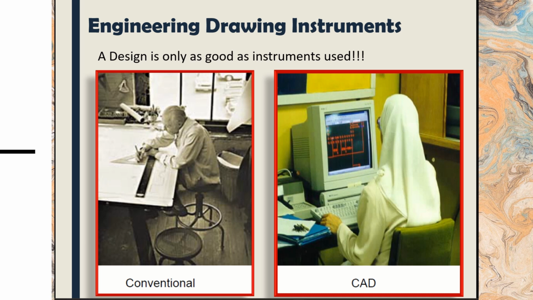We have conventional drawing and we have a CAD drawing. The CAD drawing is computer aided drawing, while the conventional drawing is drawing with the use of our drawing instruments such as T-square, your ruler, your set square, pencils, and then drawing sheets. The CAD drawing today is replacing the conventional drawing because of its efficiency and accuracy.